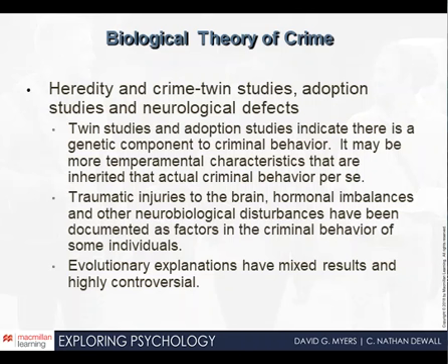Traumatic injuries to the brain, hormonal imbalances, and other neurobiological disturbances have been documented as factors in criminal behavior of some individuals.